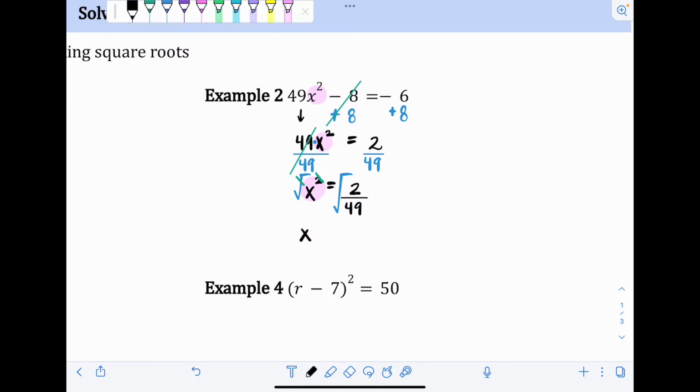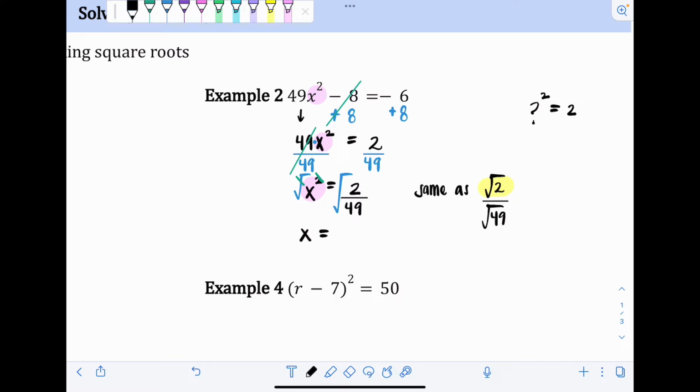Sometimes when you see a fraction inside a radical, you think, okay, there's too much happening right here. But it's not as bad as it seems. You just have to treat it like two different parts. So the square root of 2 over 49 is the same as the square root of 2 over the square root of 49, and you just treat them both separately. So we would have x equals, if I take the square root of 2, what number times itself, or what number squared equals 2?